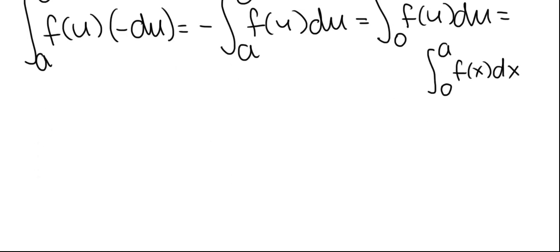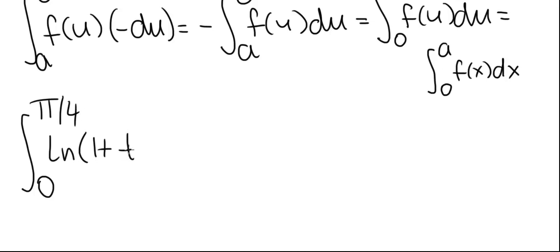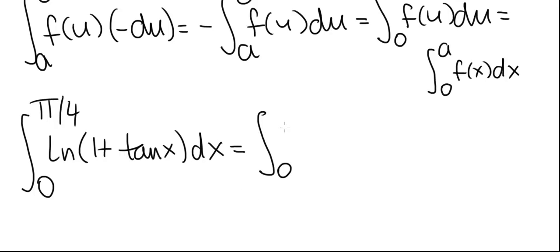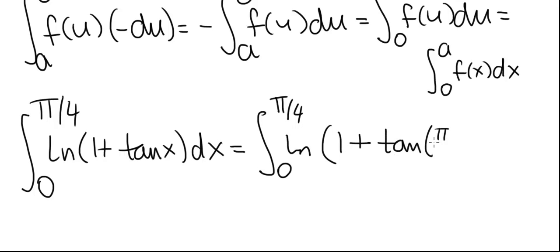We can now return to the integral. The integral we have is the integral from 0 to pi over 4 of natural log of 1 plus tangent of x. So our a is pi over 4. This is equivalent by result number 1 to the integral from 0 to pi over 4, and we replace every single x, of which there's only one inside the tangent, with pi over 4 minus x. So this is equal to the integral from 0 to pi over 4 of natural log of 1 plus tangent of pi over 4 minus x by result 1.